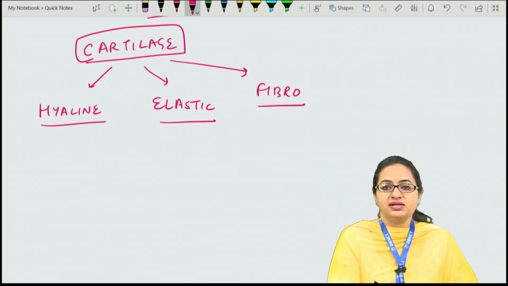When we talk about the elastic cartilage, there are more elastic fibers and the cells, or chondrocytes, are present singly. And if we talk about fibrocartilage, it is the one which is not covered by the perichondrium. A lot of collagen bundles are there and fewer cells, and the cells are typically present in the form of rows.